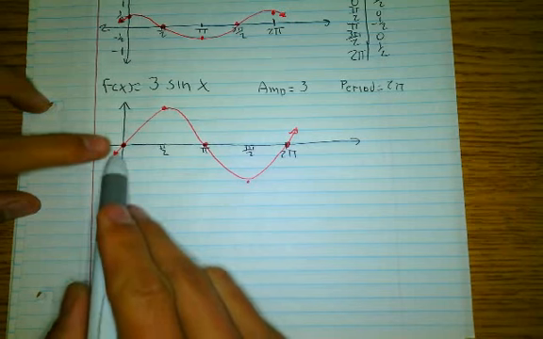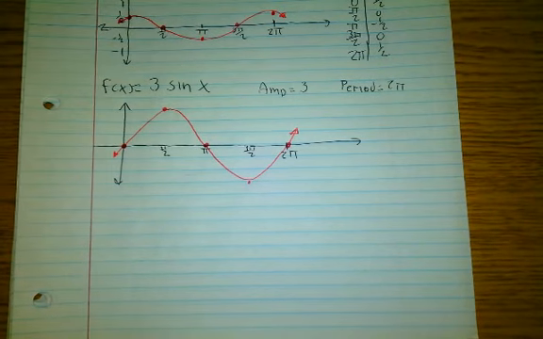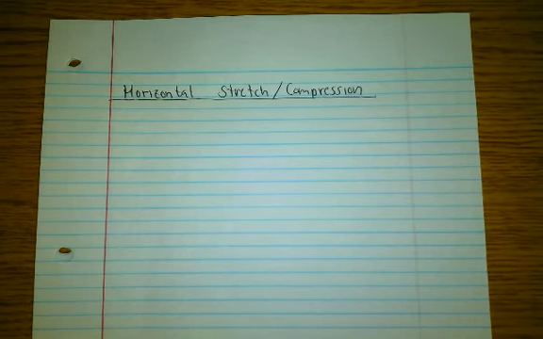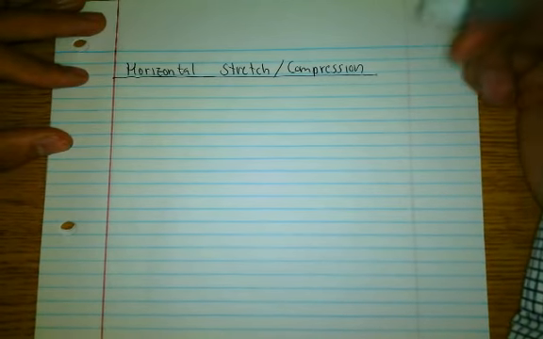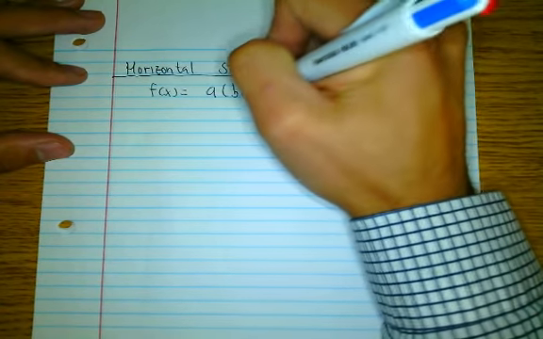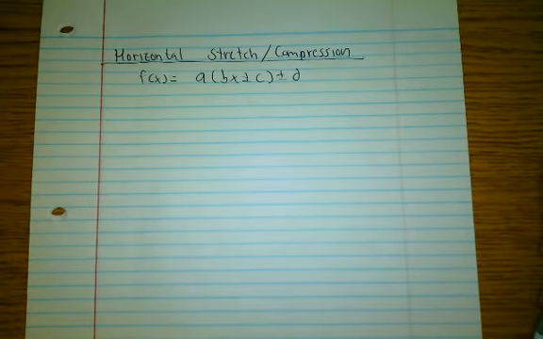Let's talk about horizontal stretching and compression. You told me earlier, while we were reviewing our transformations, that if you had f of x equals a times b x plus or minus c plus or minus d, what would tell you if you had a horizontal stretch or compression? The letter B, right? So B, this right here, told you if you had a stretch or compression, right? So we're going to keep that in mind.